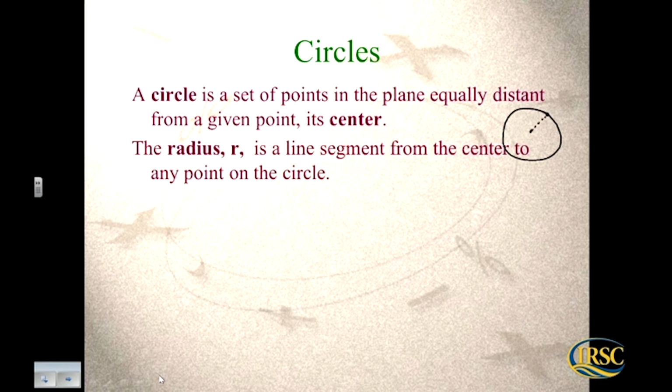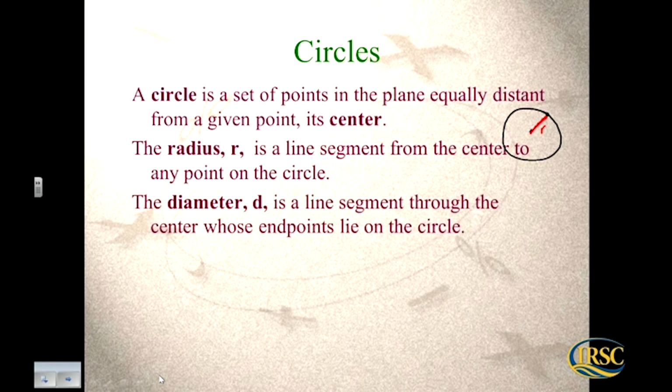The radius is a line segment from the center to any point on the circle. Okay, so that dashed line that I already created, that distance from that point to the center, that is your radius, and we're going to call it R. The diameter is the line segment through the center whose endpoints are on the circle. In other words, the diameter has to go all the way across. And so that blue line there would be the diameter. So on your handout, you should have those pictures.